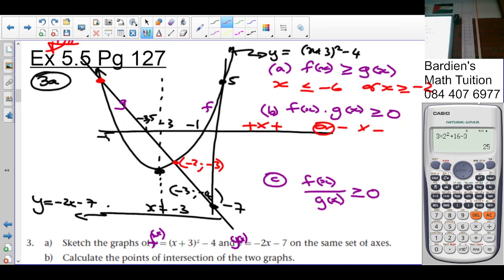So the f of x graph is positive if it's above the line, and the g of x graph as well is positive above the line, and below the line it is negative. If this had to be the other way around, then I would have said where f of x times g of x is less than or equal to 0. Under what condition will it be less than or equal to 0? If one is positive and the other one is negative. In the exam they won't ask you both. They'll ask you one of the two or none.